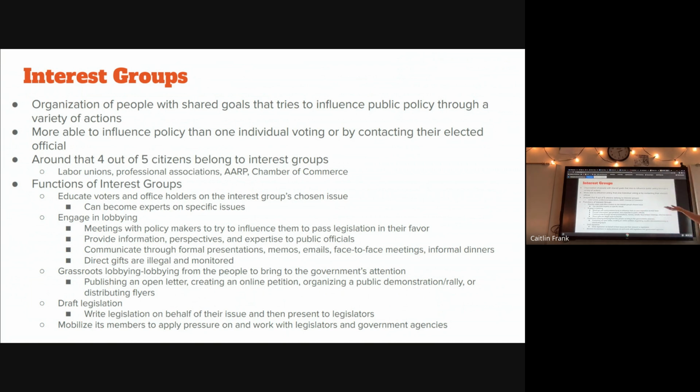And then they can even send memos, send emails, and go to informal dinners, but there is an ethical line with lobbyists. They are not allowed to directly give gifts to politicians to get their issue addressed. They can't bribe them, they can't give gifts, and that's strictly monitored because we don't want politicians writing legislation based on who bribed them with the most money. So even if they're helping by writing legislation and being experts in the field, they're not paying politicians off to do what the interest group wants.